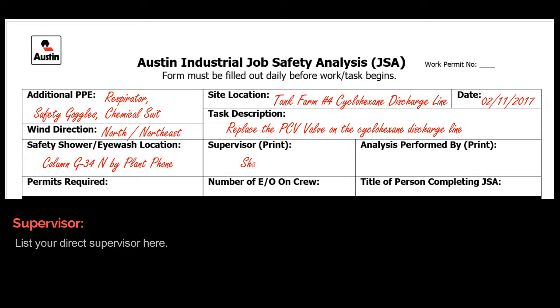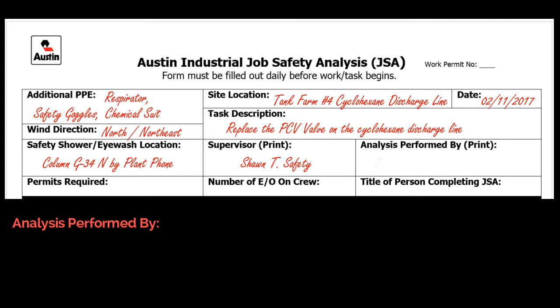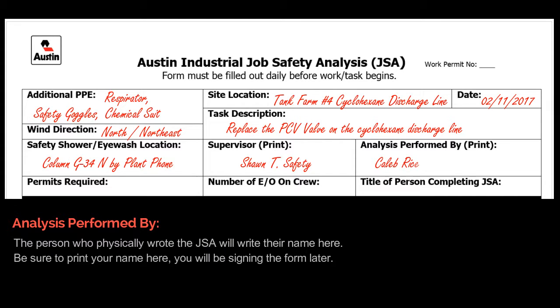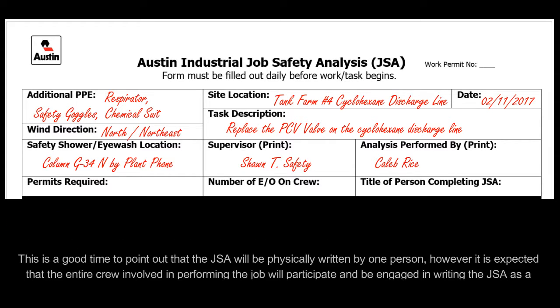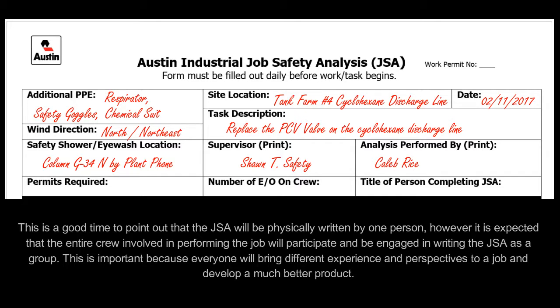Supervisor. List your direct supervisor here. Analysis performed by. The person who physically wrote the JSA will write their name here. Be sure to print your name. You will be signing the form later. This is a good time to point out that the JSA will be physically written by one person. However, it is expected that the entire crew involved in performing the job will participate and be engaged in writing the JSA as a group.